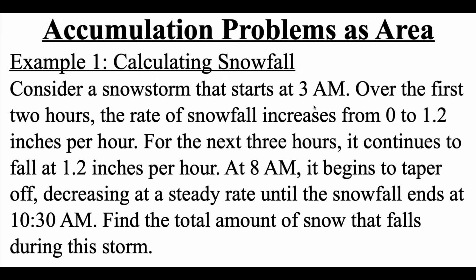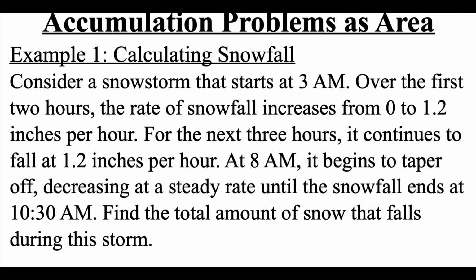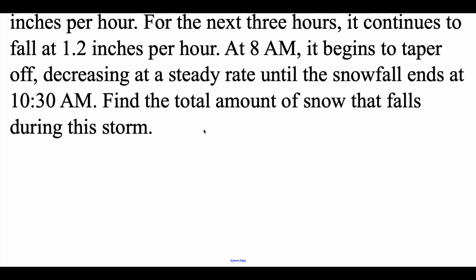and over the first 2 hours, the rate of snowfall increases from 0 to 1.2 inches per hour. And then for the next 3 hours, it continues at a constant rate of 1.2 inches per hour. Then at 8 a.m., it begins to taper off and it decreases at a steady rate until the snowfall ends at 10:30 a.m. We want to figure out the total amount of snow that falls during this snowstorm. So we're going to think about this graphically.